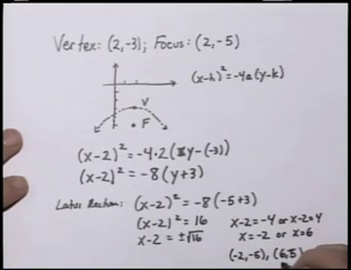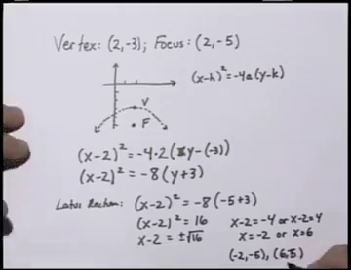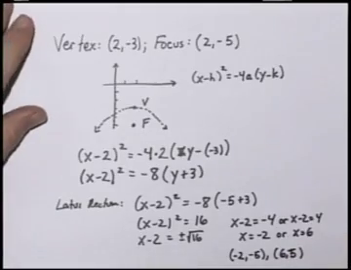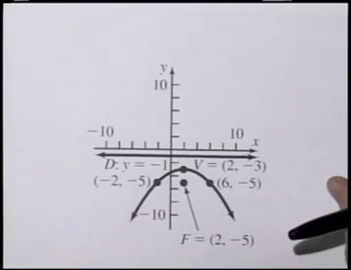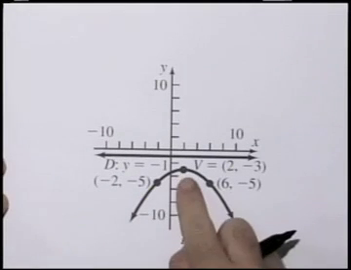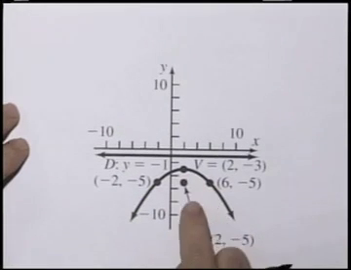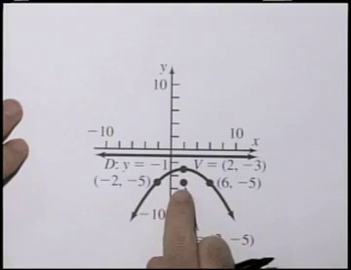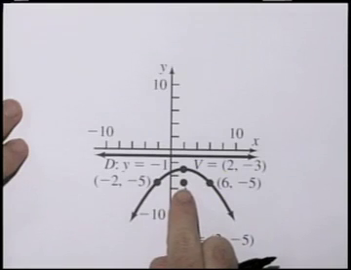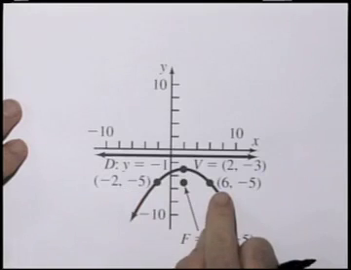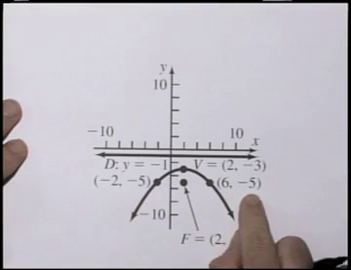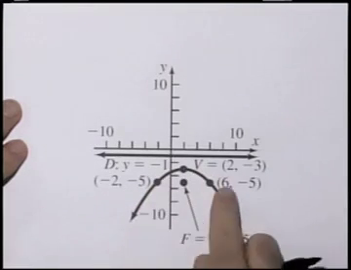I plot these points in the Cartesian plane to help me determine the opening of the graph of the parabola. So I plot my vertex at (2, -3), plot my focus at (2, -5), then I have latus rectum points at (-2, -5) and at (6, -5). There's the graph of the parabola.